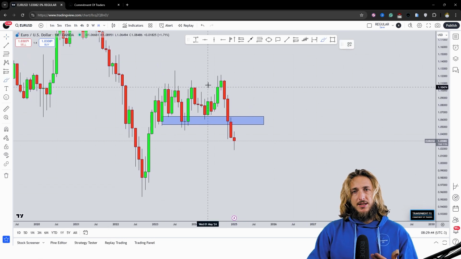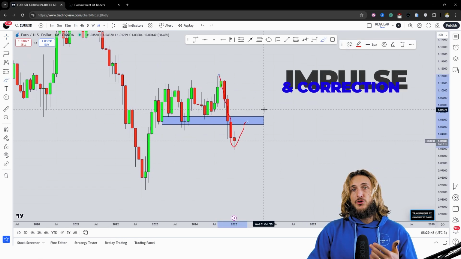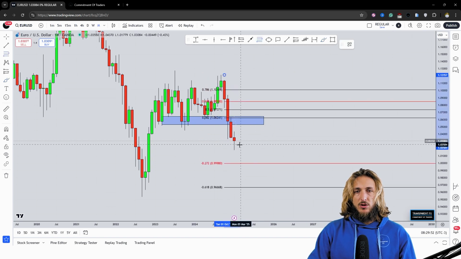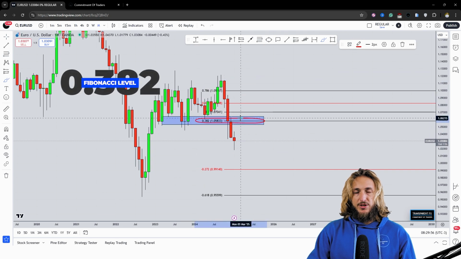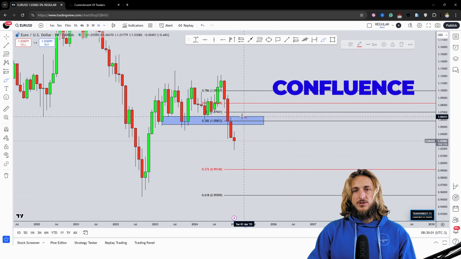We can also notice that if we take this impulse to the downside and we want to measure a potential correction from this impulse, we have to take our Fibonacci from the high to the low of the impulse leg. And if we do that, we can notice how we have a 0.32 Fibonacci lining up exactly inside of this level, creating a confluence of resistance.